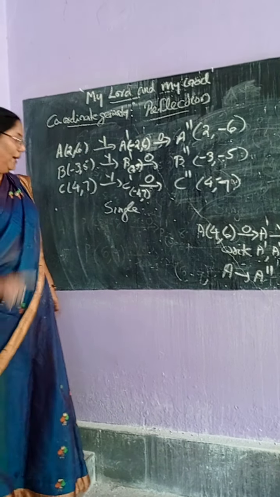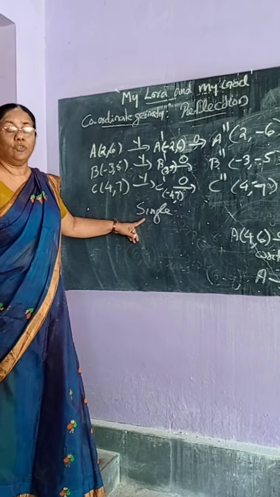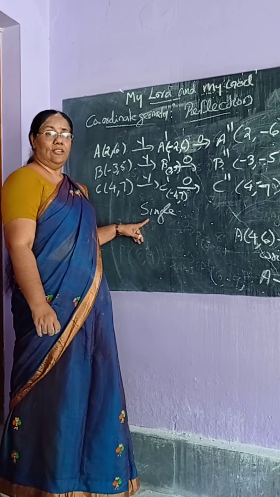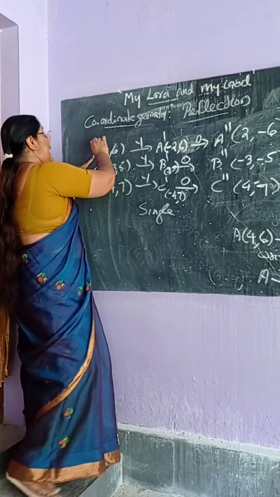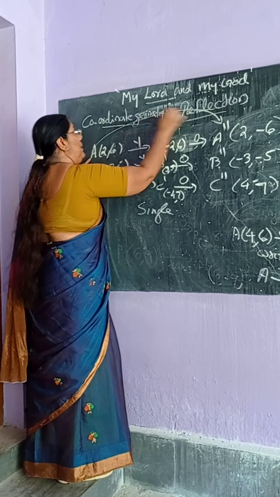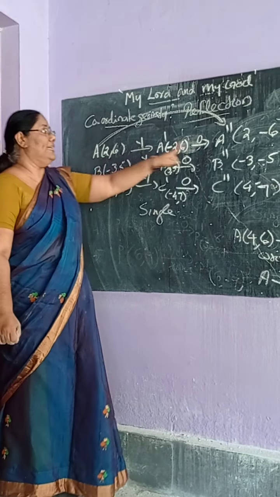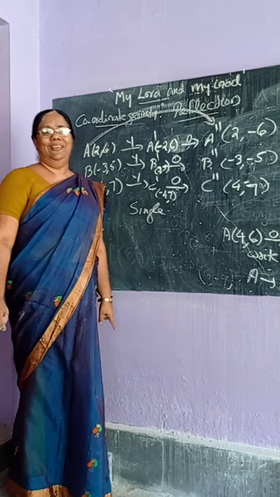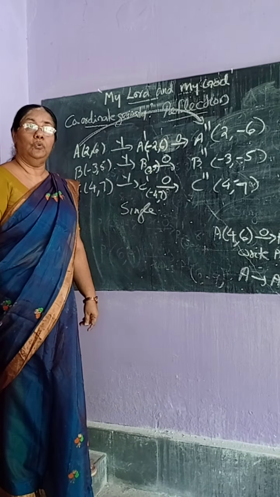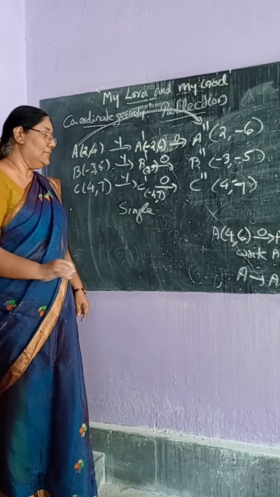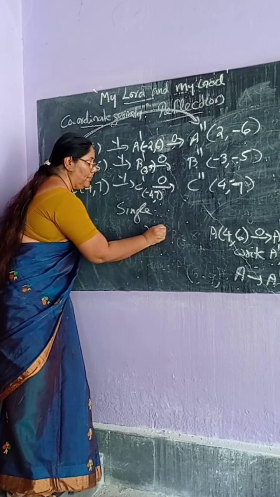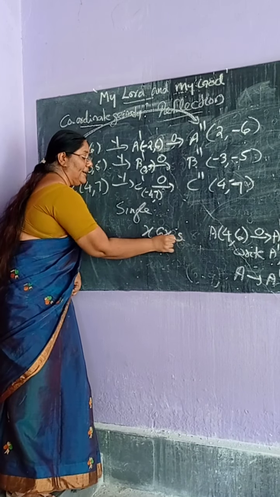Understand? One more part. Write the single transformation that maps A to A double dash. (2, 6) changes to (2, -6) means y coordinate changes. Therefore, the single transformation is through the x-axis.